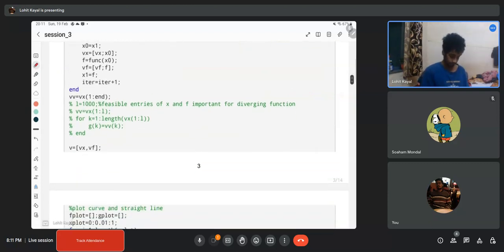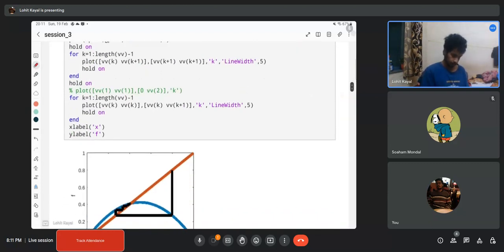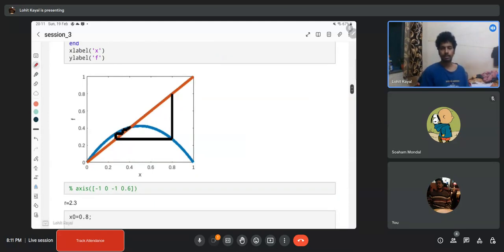Just go through the code, and here you see that the diagram completely changes, because it will converge to this root. This is one root, this is another. It will converge to this root. It is again starting from x equal to 0.8. It is coming down, then moves to the straight line, goes up, straight line, up, and then it converges to this point.